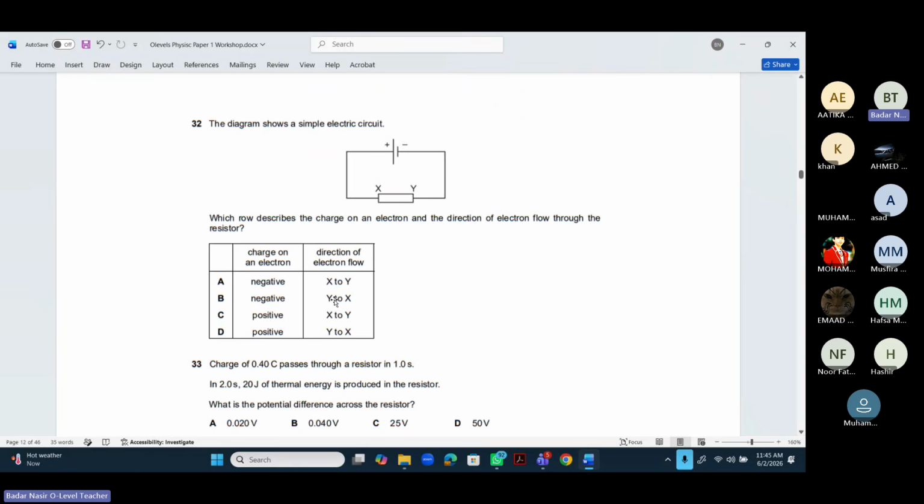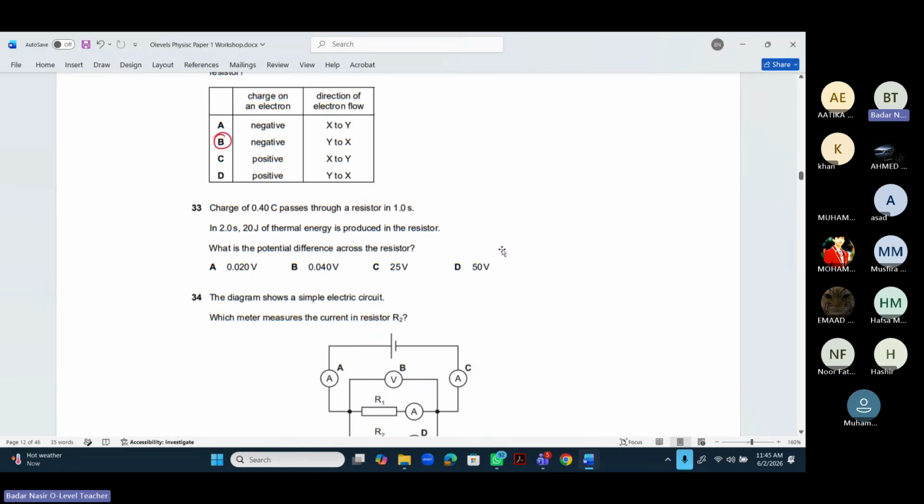Okay, the diagram shows a simple electric motor. Which row describes the charge on an electron and the direction of electron flow? So electron with charge negative, or it flows from Y to X. So ये आ गया B.